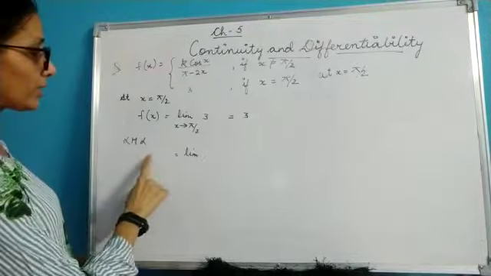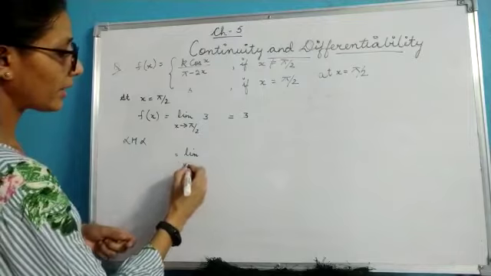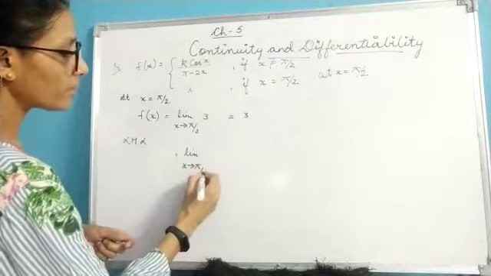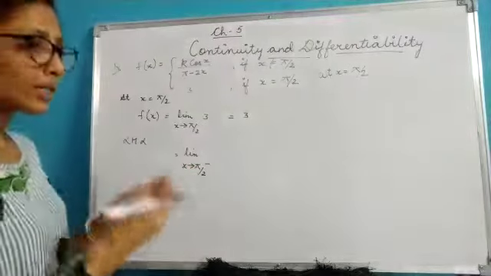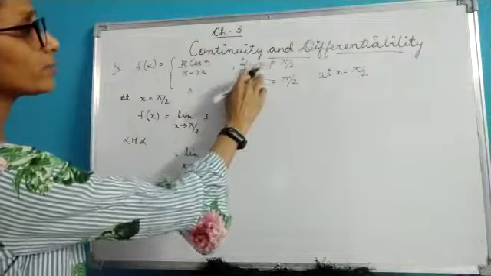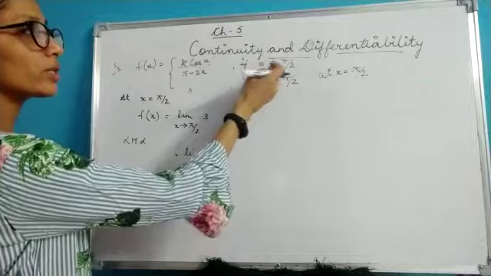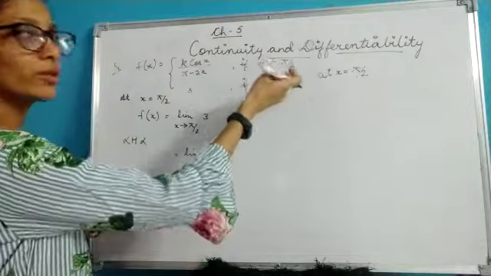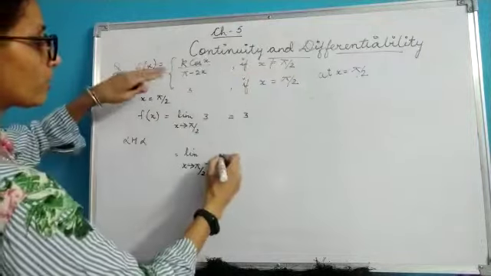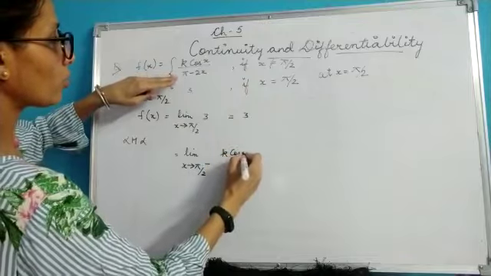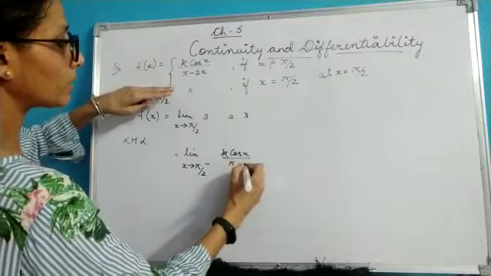So for LHL, I'll be writing x tends to pi by 2 minus, that means less than pi by 2. And here the function will be, this is for x equal to pi by 2 and this is for greater than pi by 2 and for less than pi by 2. So the function here is k cos x upon pi minus 2x.